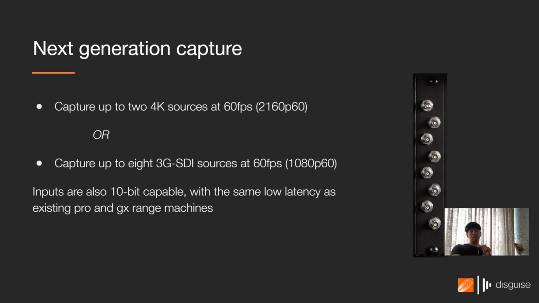So all these are 3G SDI, instead of the older cards, which would actually change to HD SDI before and become 3G SDI when there's only 2. This is all fully 8 3G SDI captured at 60 FPS. As you can see here, the inputs are also 10-bit capable, and this GX2c is 10-bit capable output as well.